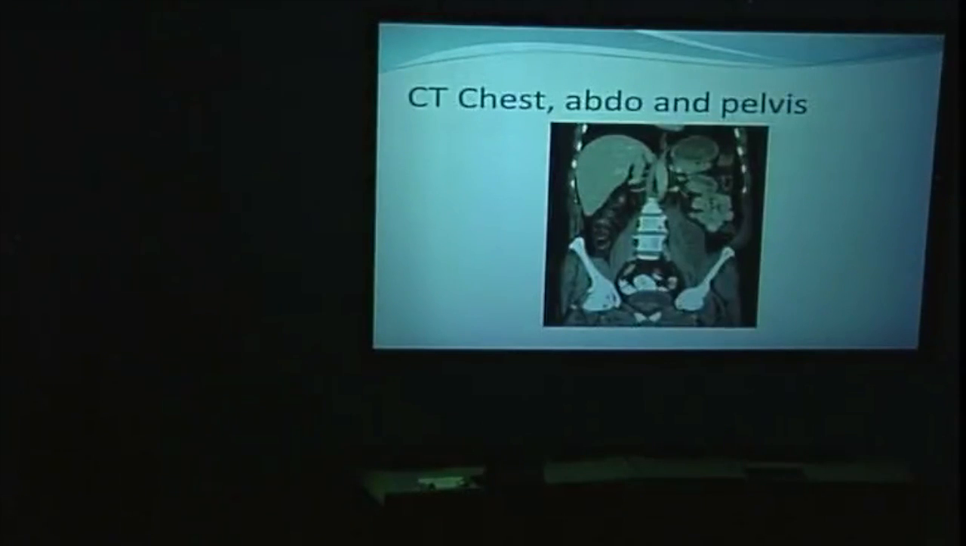You can see this on the axial sections, but I think it looks nice on the coronal reformat here. You can see this big oblong fusiform abscess collection extending down the left psoas muscle towards the hip.